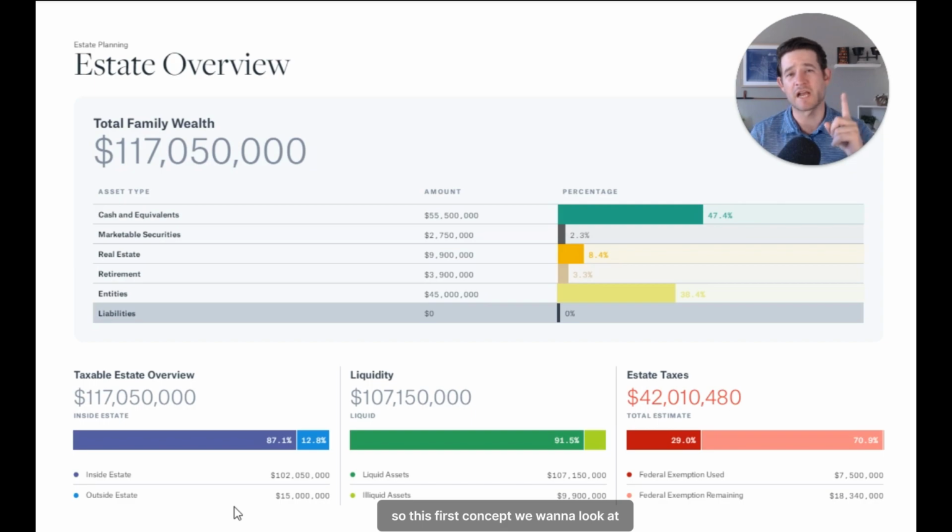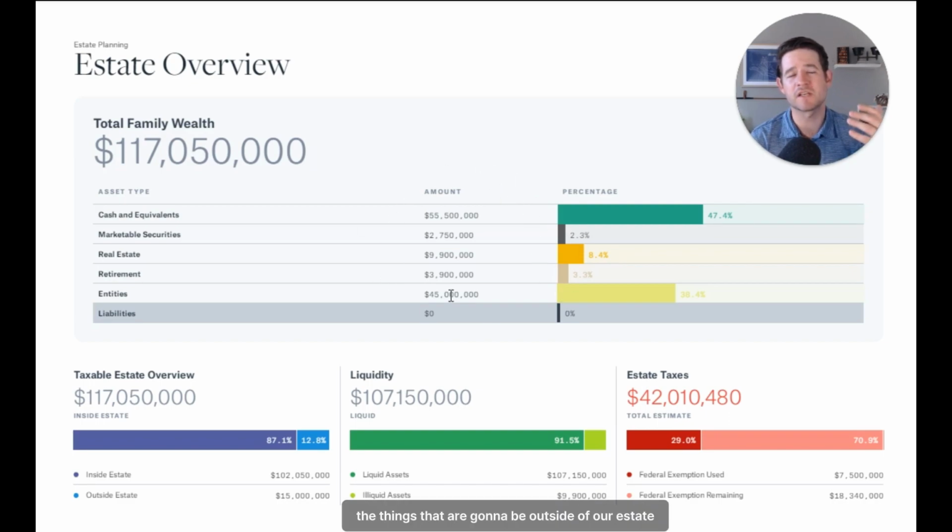So this first concept we want to look at is looking at assets and saying, what is inside your estate and what is outside of your estate? And why are those important? So things that are inside of your estate are going to be assets that are going to be taxable to your estate. So specifically in this example, the things that are inside of our estate are going to be all the items that we have outlined up here.